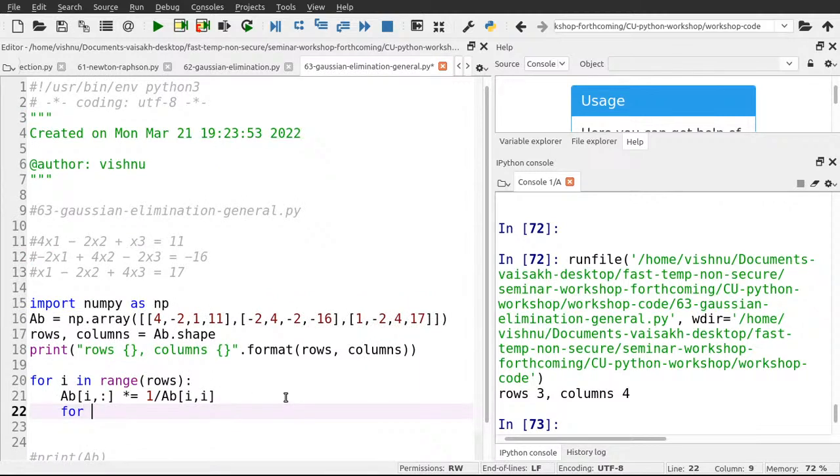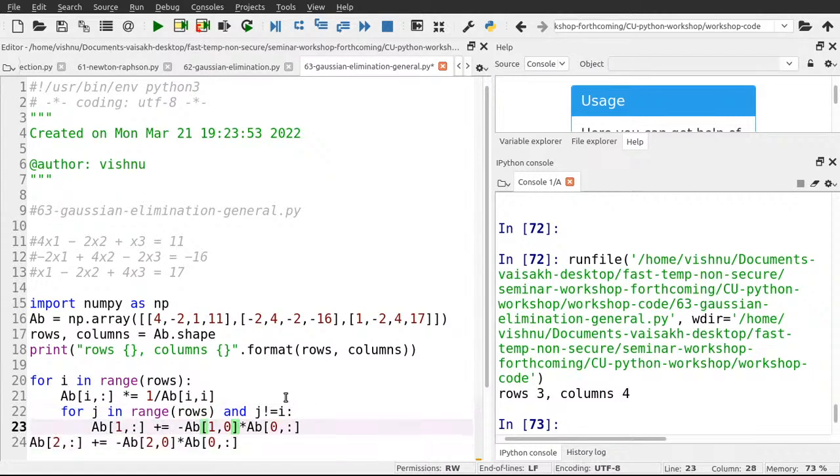So for that we need to loop once again. For j in range rows once again. But the thing is that you should not touch the row i, and j not equal to i. You should say that clearly. So what should we do? AB, the jth row becomes, so this is 1 instead of that j. So what is this? This is i. We don't have to write this code.